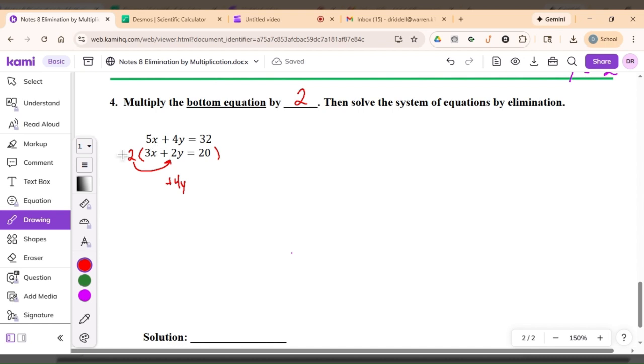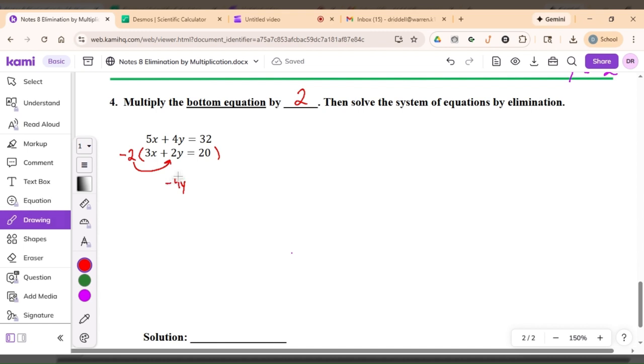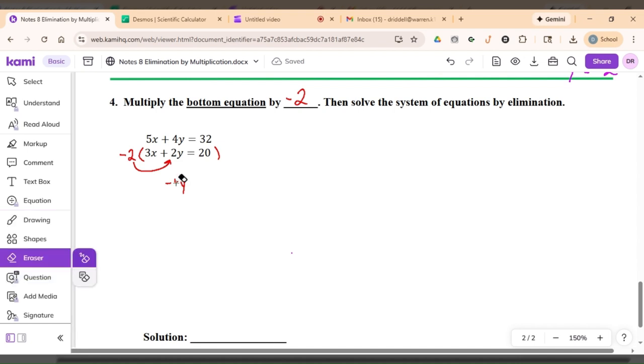You have the right number. You just need to make it a negative instead, because taking a negative 2 times that 2y is what gives us a negative 4y right here. And a negative 4y down below will cancel with the positive 4y up above. So we're going to multiply both of them by negative 2. Okay, so let's go ahead and do that and see what happens.